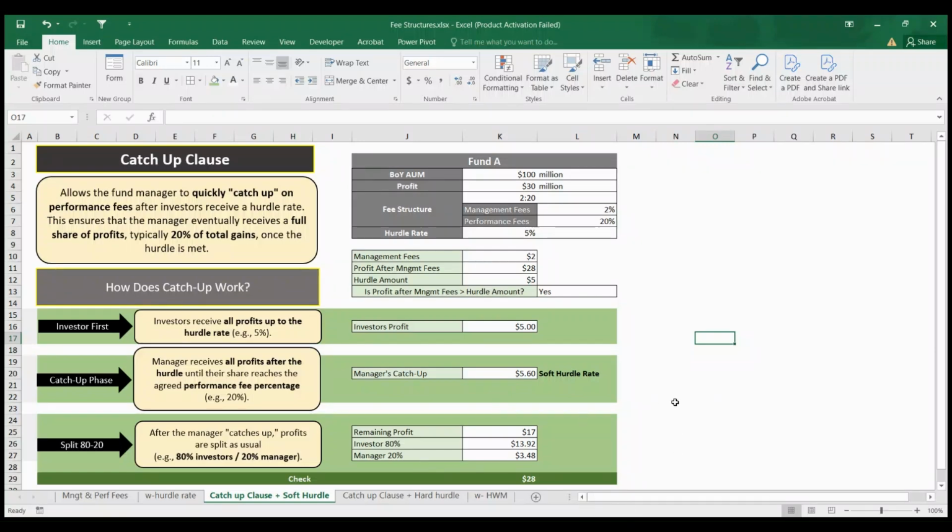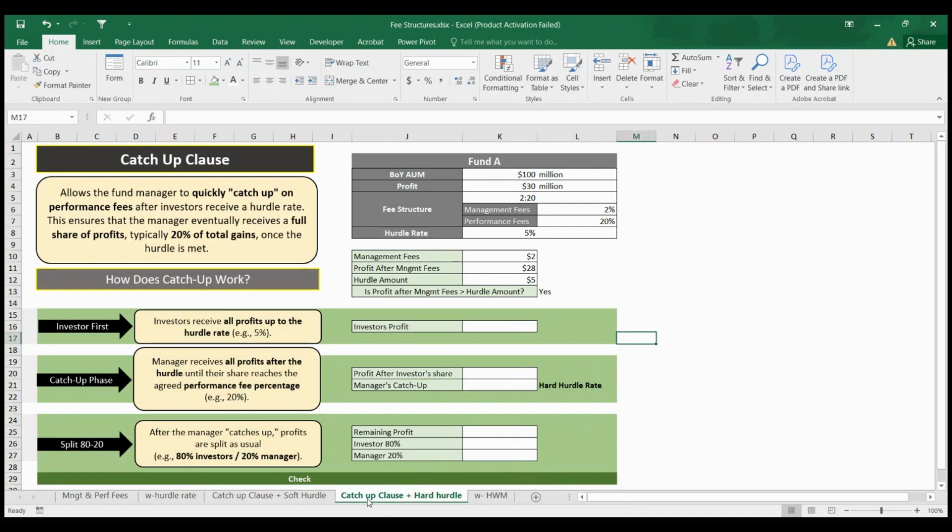Hi everyone, in the previous video we learned how to calculate the catch-up clause if we have the soft hurdle rate. In today's video we will learn how to calculate the catch-up clause, but in the case of a hard hurdle rate. So let's directly start with the calculations.